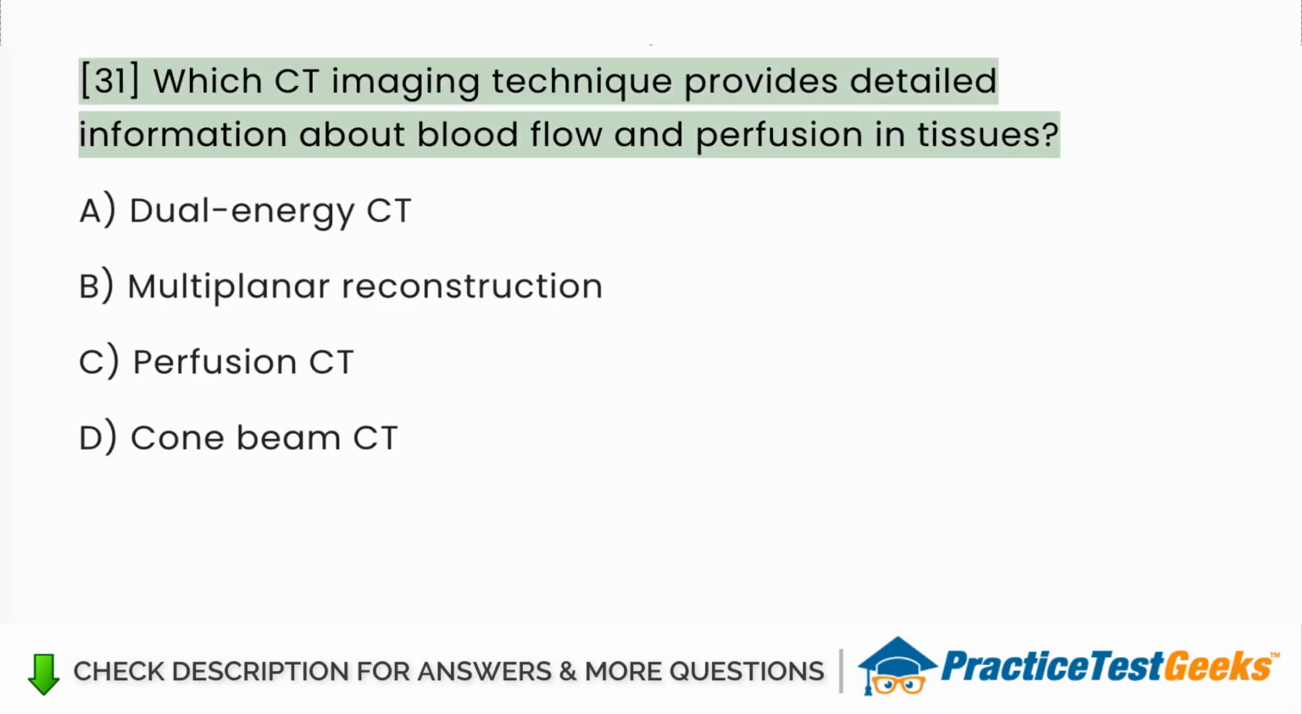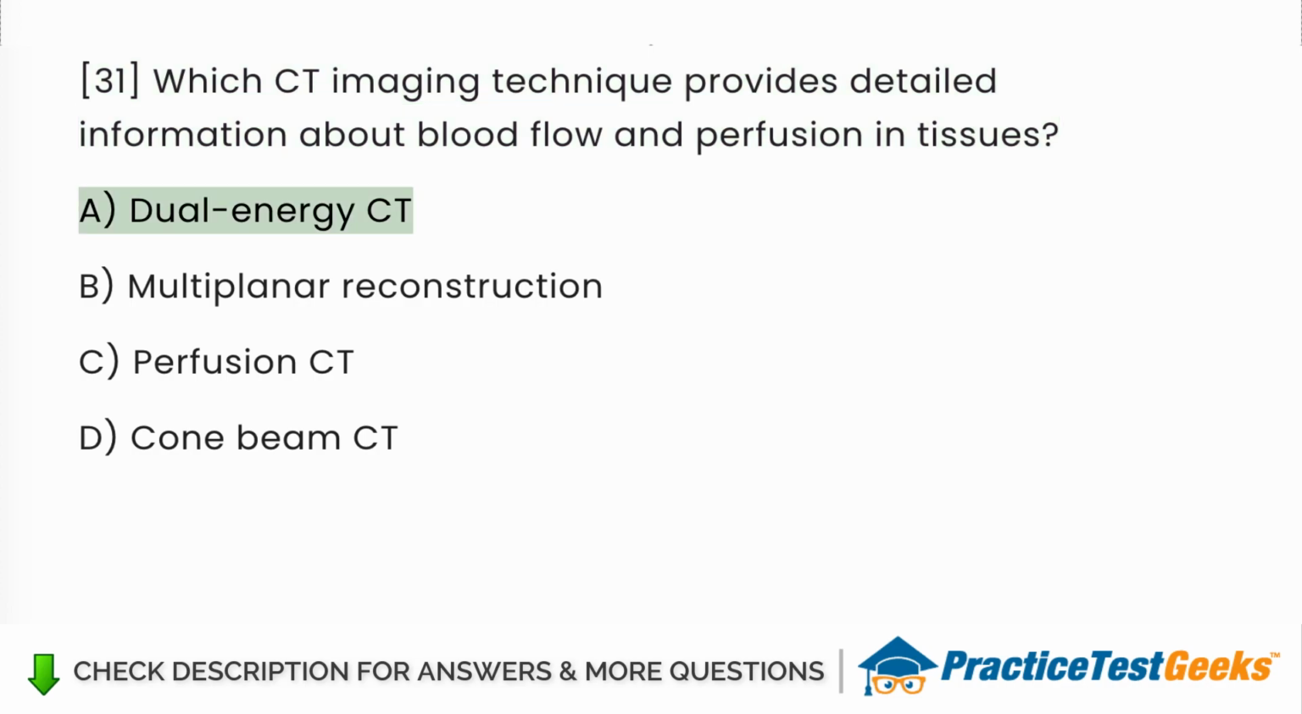Which CT imaging technique provides detailed information about blood flow and perfusion in tissues? A. Dual energy CT. B. Multiplanar reconstruction. C. Perfusion CT. D. Cone beam CT.